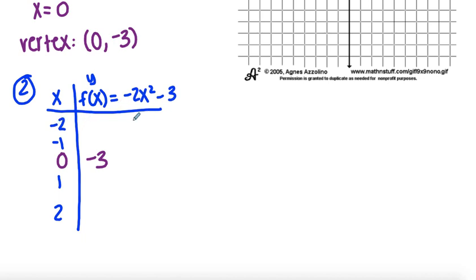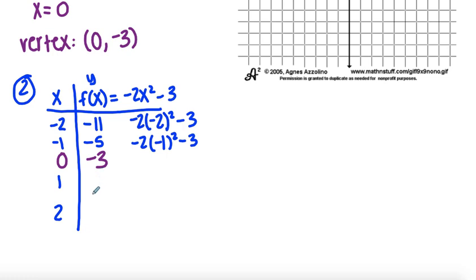So starting at negative 2, and I plug that in, negative 2 squared is just 4, because negative 2 times negative 2 is 4. 4 times negative 2 is negative 8, and then negative 8 minus 3, I get minus 11. Doing the same thing with negative 1 now. I do negative 1 squared, because remember with order of operations, we want to do the exponent first. So negative 1 squared is just 1, times negative 2 is negative 2. Then negative 2 minus 3, I get negative 5.